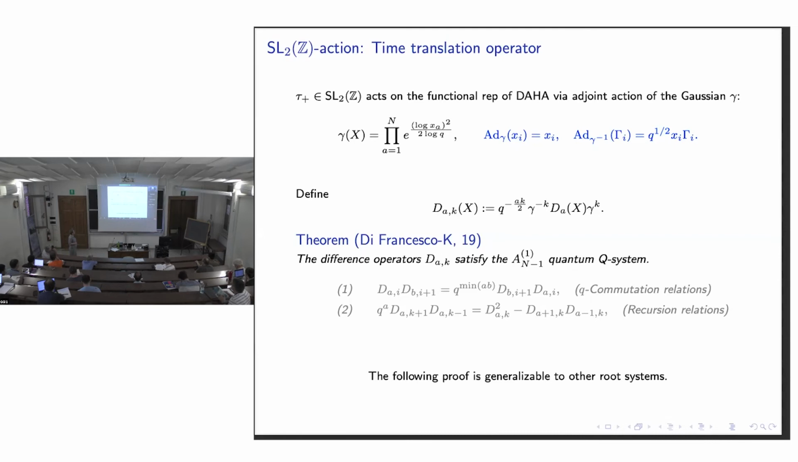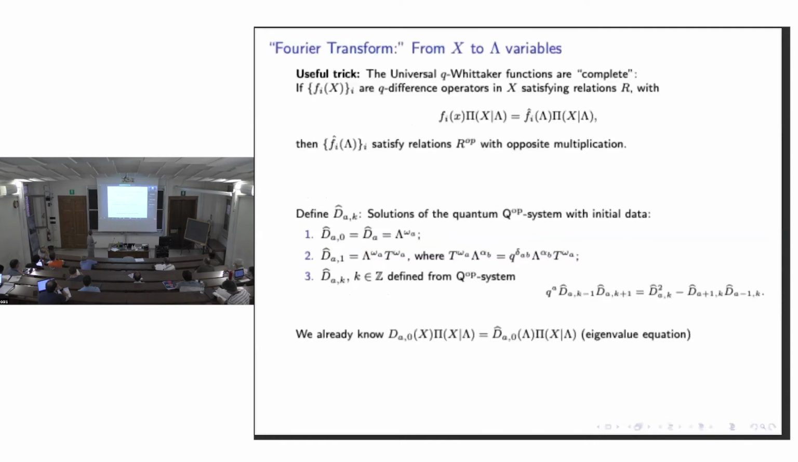We proved this with Philippe in 2019 via explicit computation. But this computation is difficult, and it's not fun to generalize it to other root systems. So we wanted a proof that actually gives us more, like why is this true, and generalizes to other root systems. So this is the proof. So first of all, this is the second useful trick I wanted to show you. These universal functions are complete in the following sense.